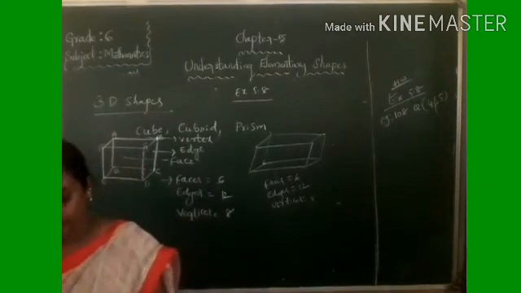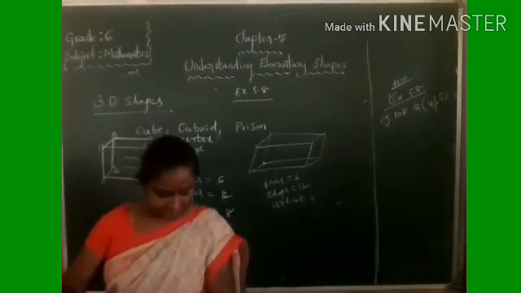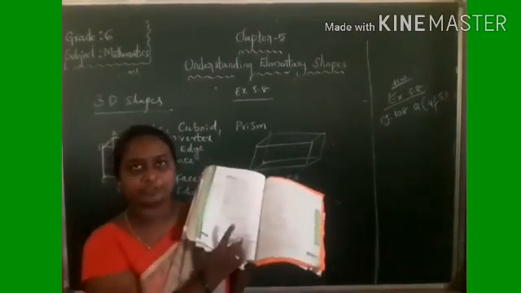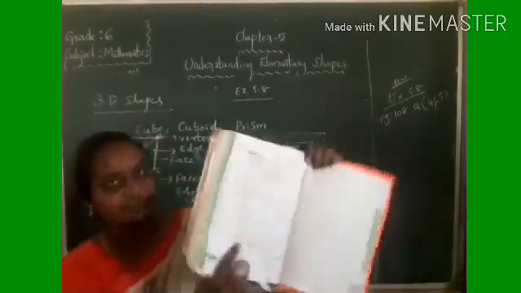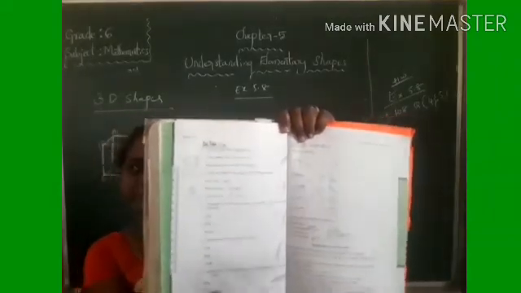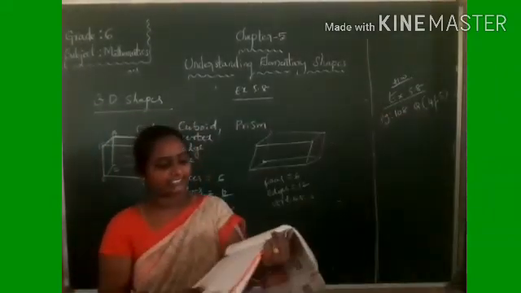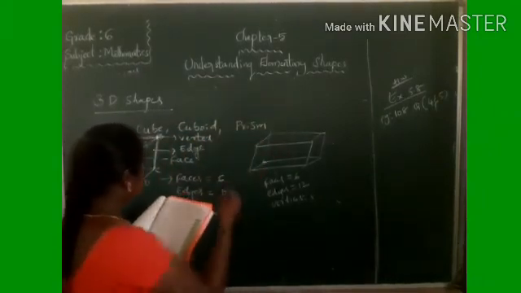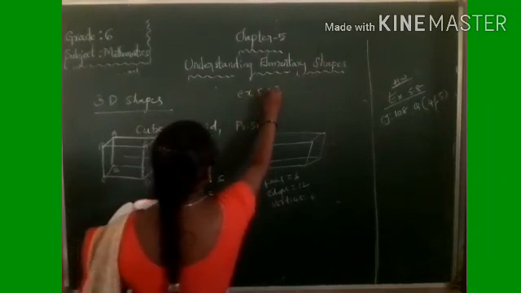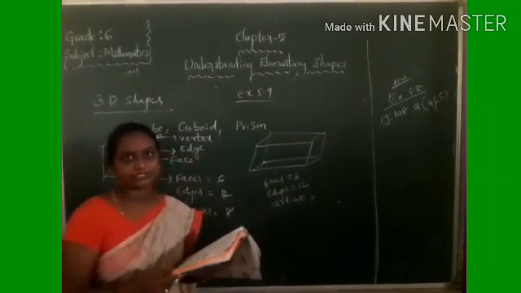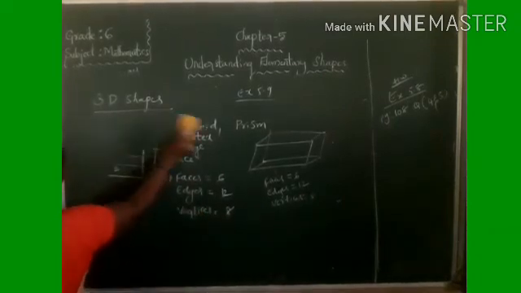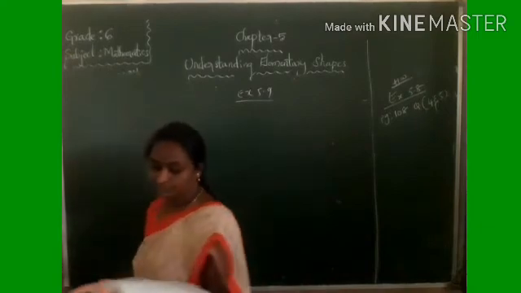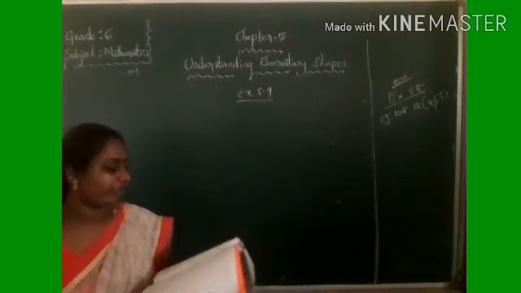Okay, children, turn to your textbook page number 110. You have to do this yourself. This one you have to fill. And next, exercise 5.9. In exercise 5.9, you have matching. Up to now you have learned what 3D shapes are. So what are 3D shapes? These 3D shapes given here, match the following. You have to match.